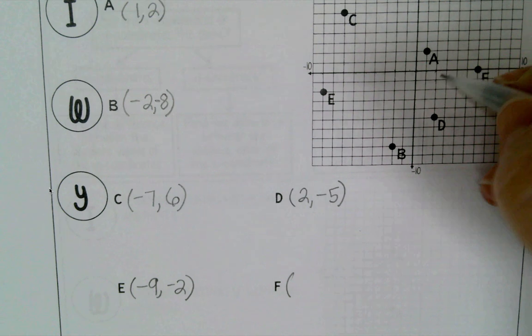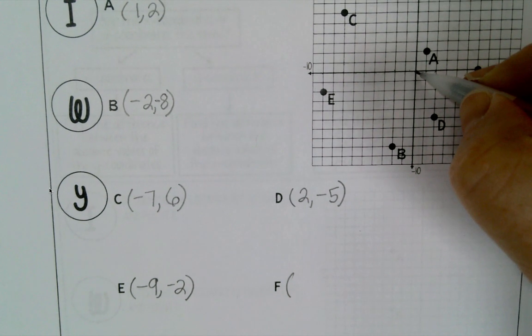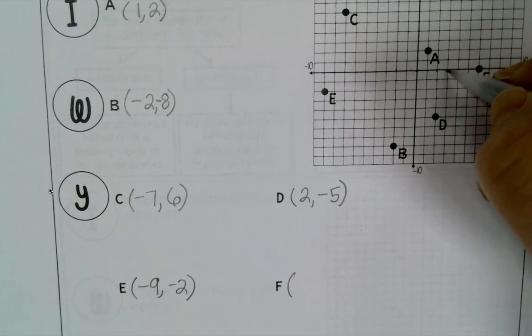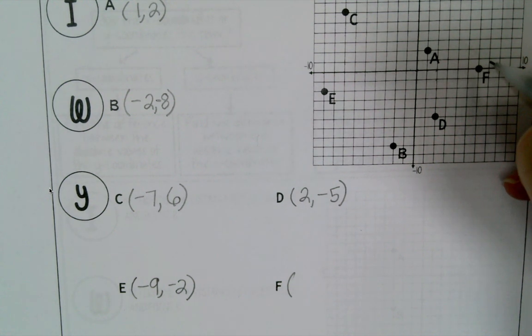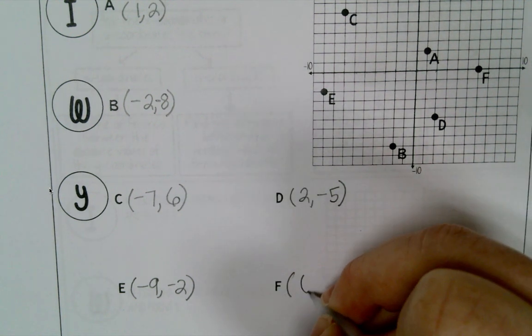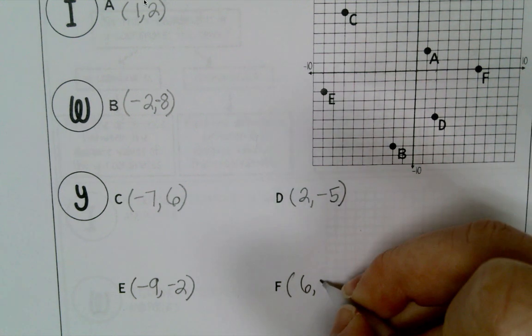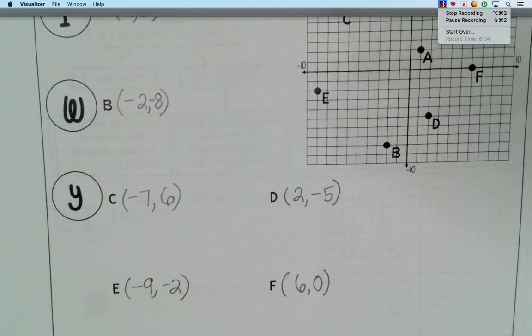Then I'm going to go from the origin to letter F. Now I'm going to go right, which is positive: 1, 2, 3, 4, 5, 6. And then I don't leave the x-axis, so that's going to be 0. Let's pause because there's somebody at the door.